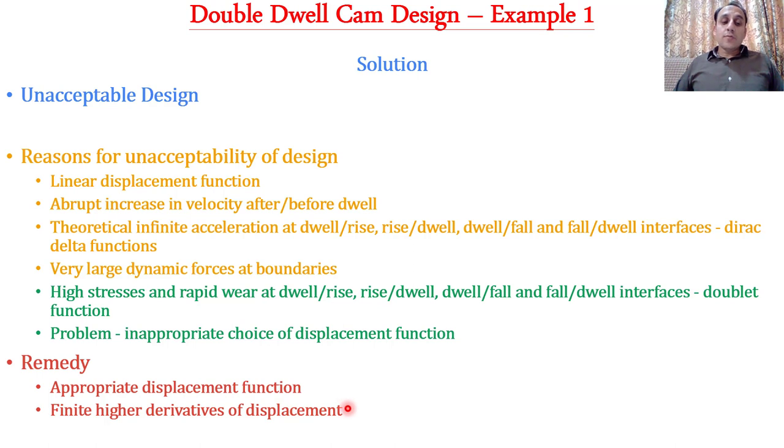The other thing is that we want the higher derivatives of displacement to be, number one, continuous and finite. So these are the two conditions for the velocity, acceleration and jerk functions. The velocity and acceleration functions should be continuous and finite throughout the revolution of the camshaft, whereas the jerk function should be finite. There is a relaxation for the jerk function that it can be discontinuous, but it should be finite. It should not be infinite.